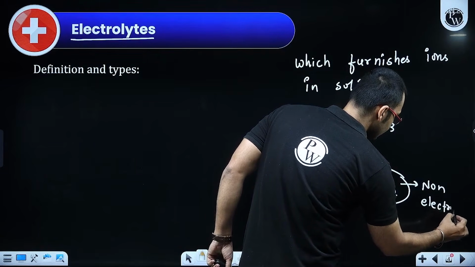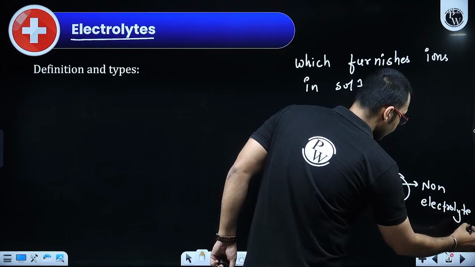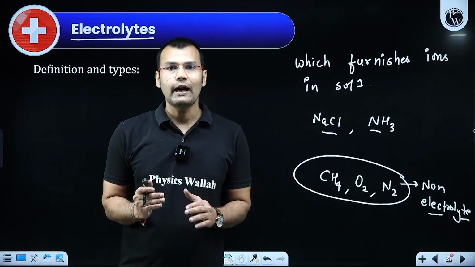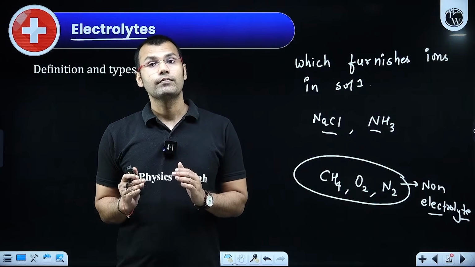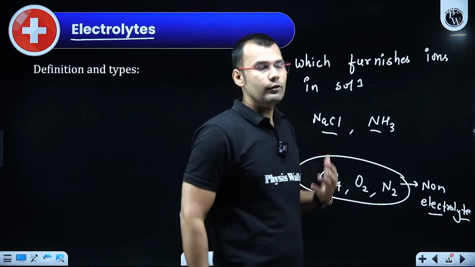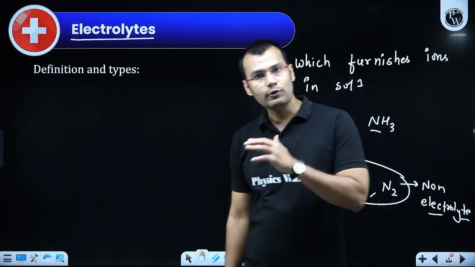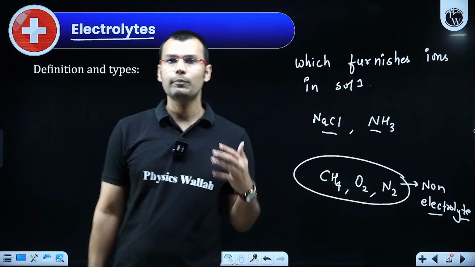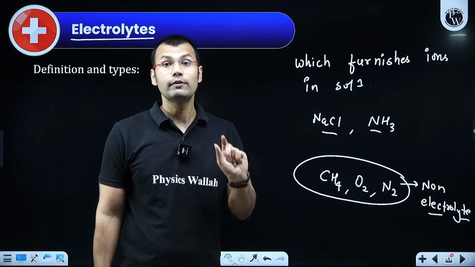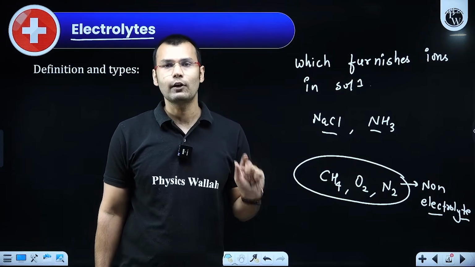So my point is, you should be very clear in this Ionic Equilibrium chapter regarding what is an electrolyte and what is a non-electrolyte. Electrolyte means those compounds which will produce ions in solution. When you dissolve them in water, they will produce ions. And non-electrolyte means those compounds which will not be able to produce ions in solution.